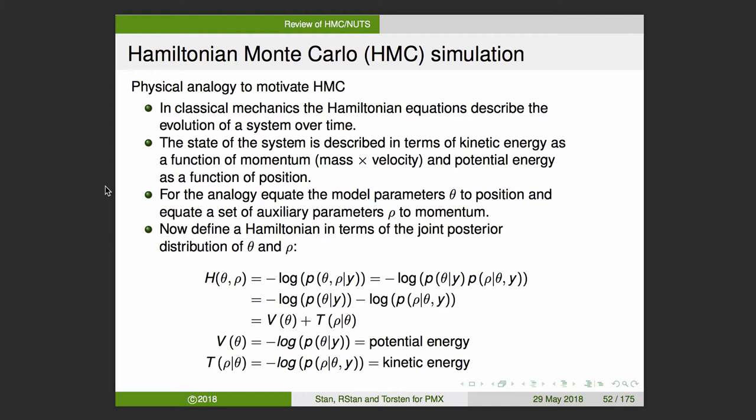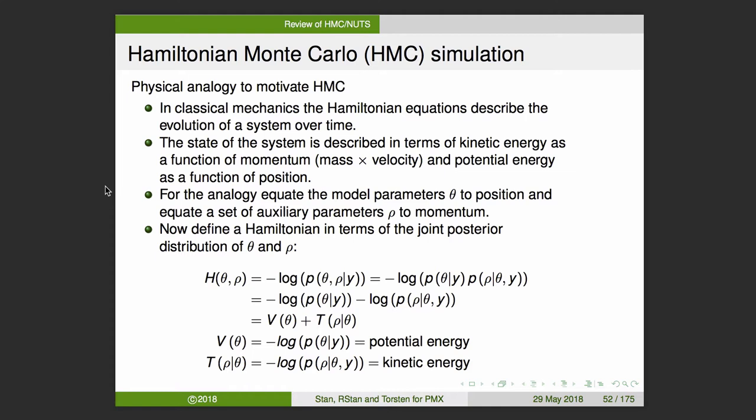The state of a system can be described in terms of the kinetic energy as a function of momentum, in other words, mass times velocity, and potential energy as a function of position. So it's a way of decomposing the elements of motion. And for our analogy, we're going to equate our model parameters, which I'll describe as this vector theta, to position, as we think of this as a Hamiltonian.